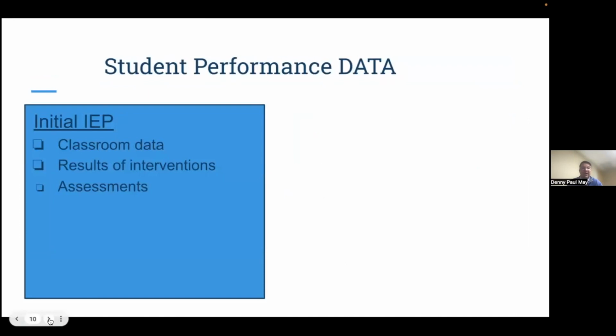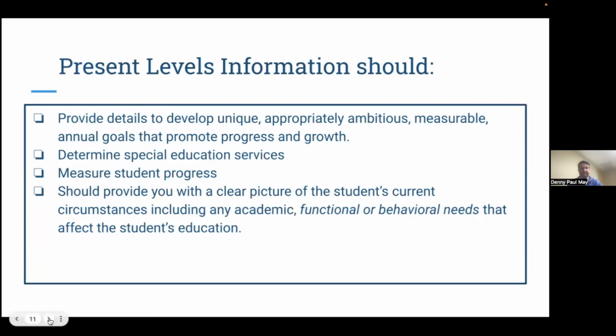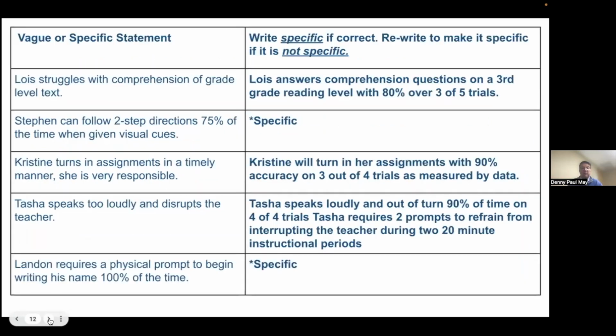And again, there's the initial IEP, what you would have for that, and then what you would have for annual review. We've already kind of covered that. So we've talked through these slides already. So you can see results of intervention, classroom data, and assessments would help you to determine what the baseline is for a student with an initial IEP. And then all this other stuff on the right is when you do an annual review, you're looking at that filtering process. You're making sure that there's been analysis of progress monitoring data, and you develop that baseline so that you can write an appropriate goal. I think we've adequately covered this slide, so I'm going to move on.